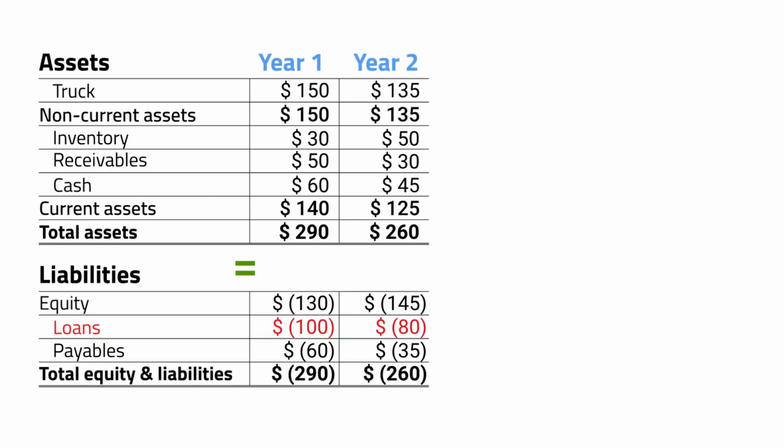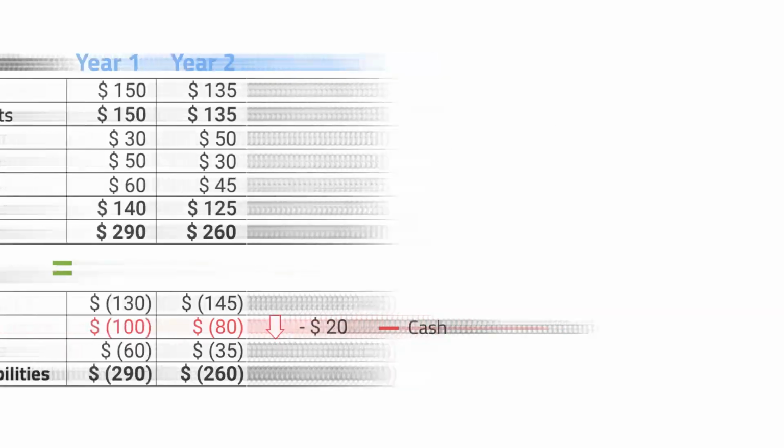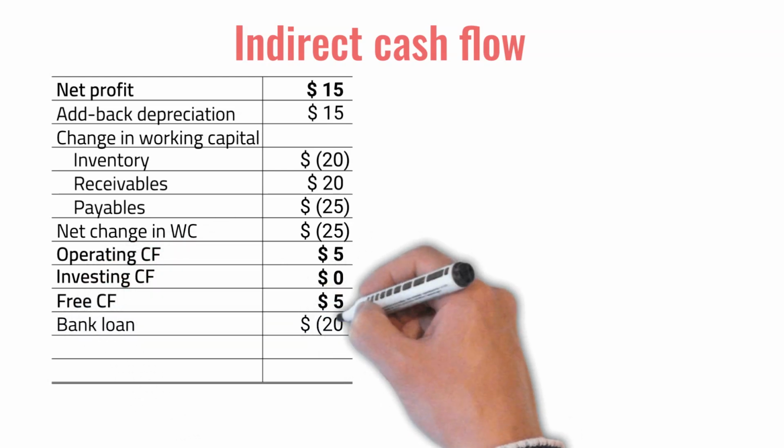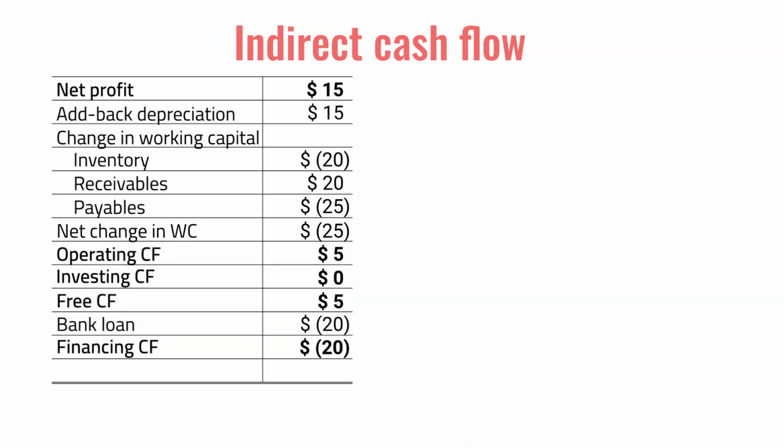Now we are moving to financing cash flow. We paid back $20 of the loan. You see, on the balance sheet it decreased. Minus 100 liability less 80 liability equals minus 20. Net payment, which you can directly see from the balance sheet. Net financing cash flow is minus $20.